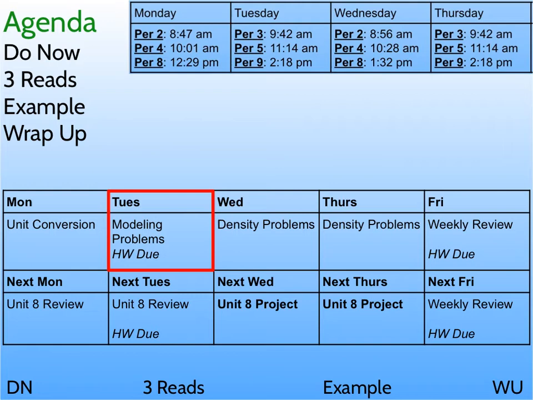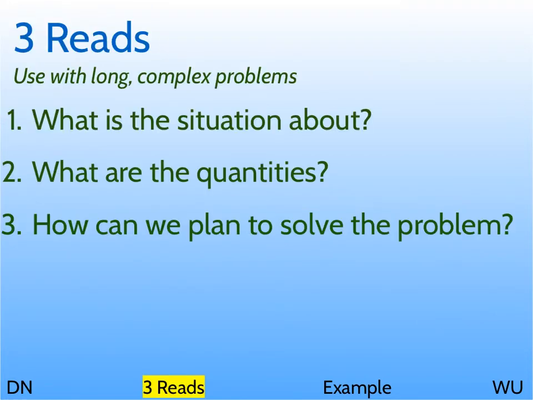So today we're going to be modeling problems, more complicated problems like the ones we had in the Do Now. And I'm going to teach you a strategy called the 3-read strategy. It can really help when you get a whole lot of information and it becomes a little more complicated to deal with. So, for any long, complex word problems like this, I always suggest using the 3-read strategy.